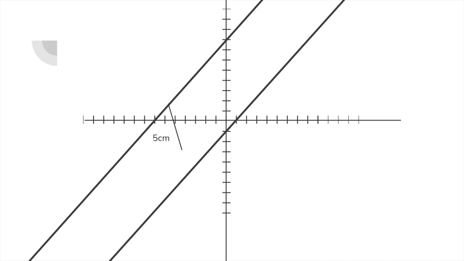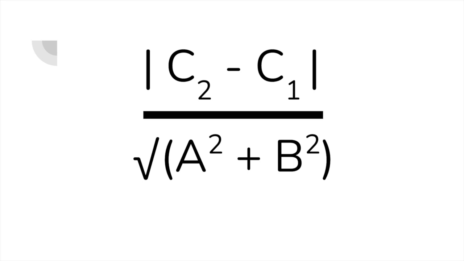But when we draw a perpendicular line from one of the parallel lines, we can see that we have the shortest distance between these parallel lines. This means that any distance between two parallel lines has to be above this certain number, and in most tests, you'll be asked to find this number, which is where the distance formula for parallel lines comes into play. The distance formula for parallel lines is the absolute value of c2 minus c1 divided by the square root of a squared plus b squared.